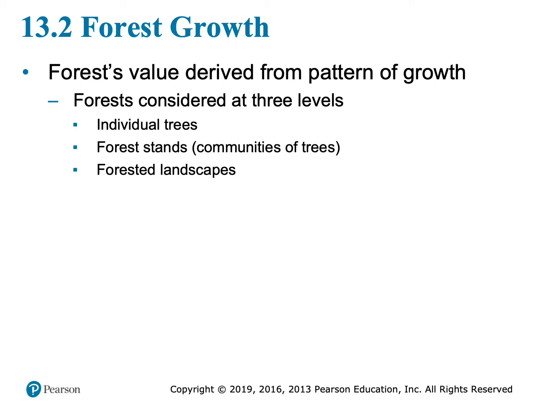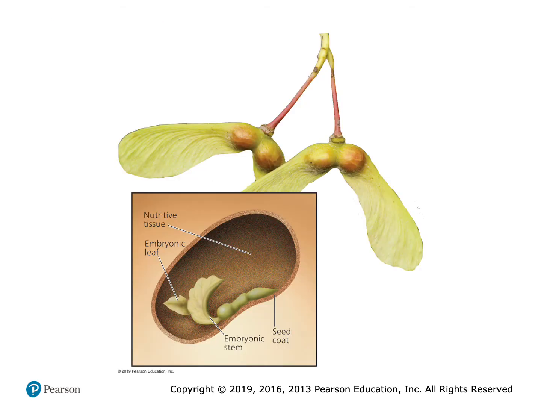So let's look at the next part of your notes then, 13.2, forest growth. A forest's value is derived from its pattern of growth, and forests are considered at three levels: as individual trees, as forest stands, which are communities of trees, and forested landscapes. The life of an individual tree begins as a seed. That's your first blank. And the seed of a tree includes the embryonic root, shoot, and leaves surrounded by a nutritive tissue and a protective seed coat.